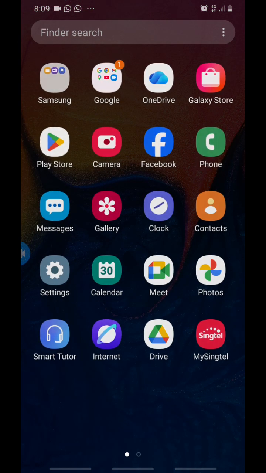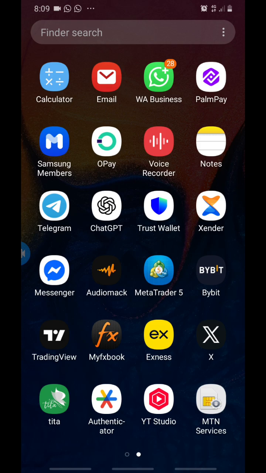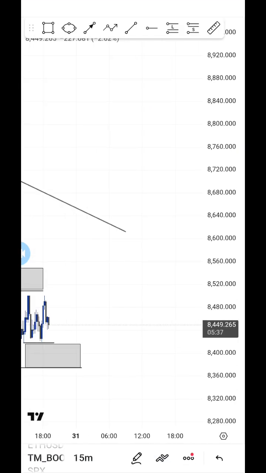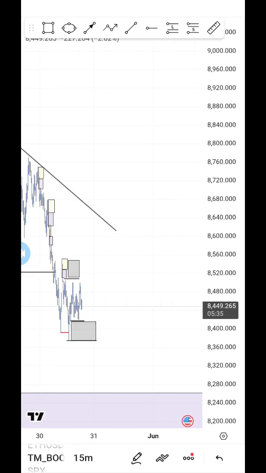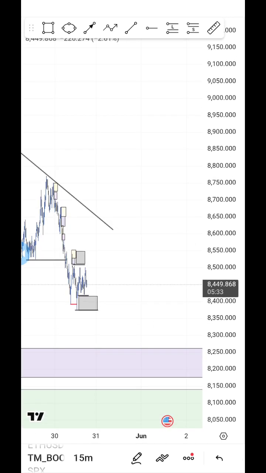Yeah, bro. I've done my analysis on the Boom 100. That is synthetic. So let me show you the chart.